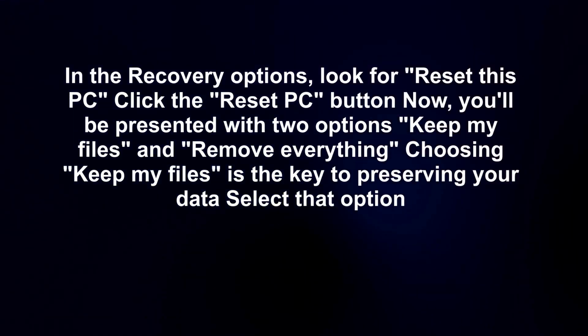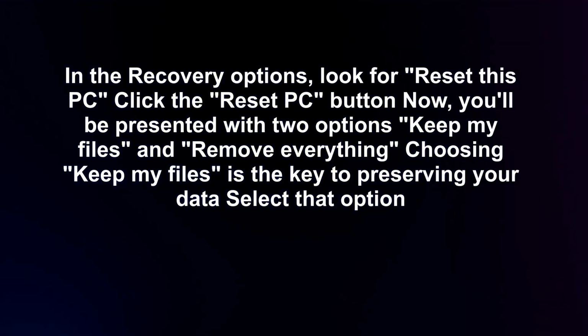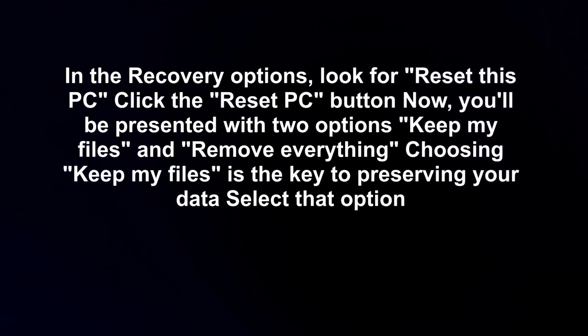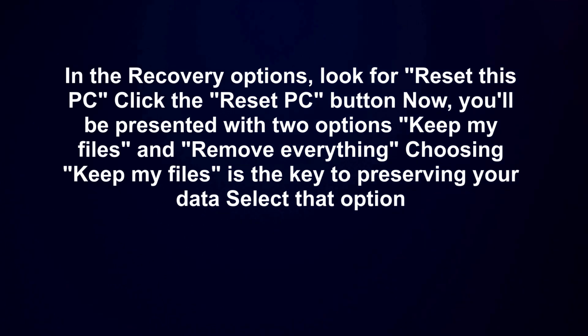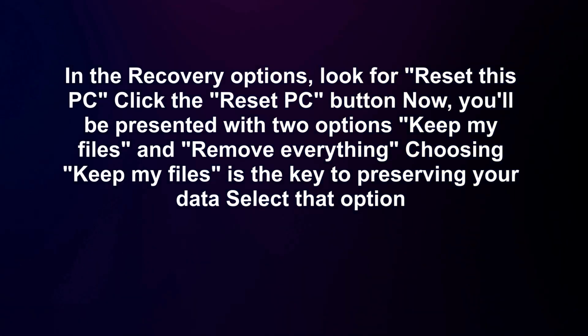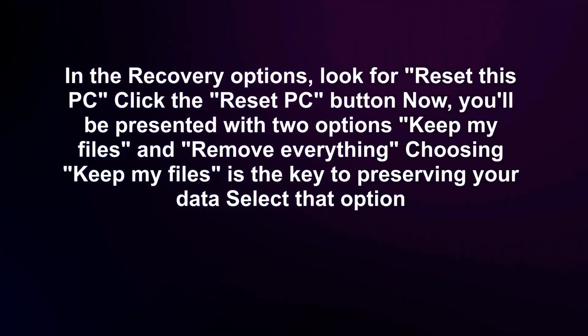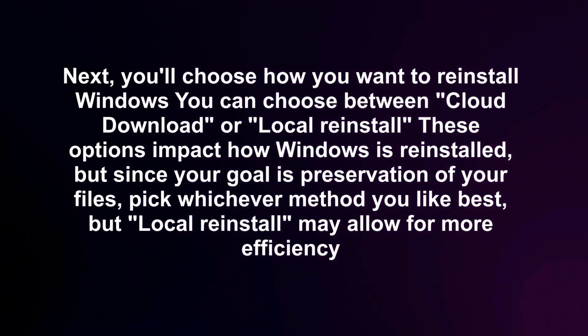In the recovery options, look for Reset This PC. Click the Reset PC button now. You'll be presented with two options: Keep My Files and Remove Everything. Choosing Keep My Files is the key to preserving your data. Select that option. Next, you'll choose how you want to reinstall Windows.